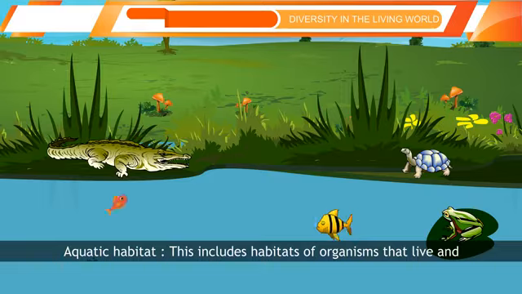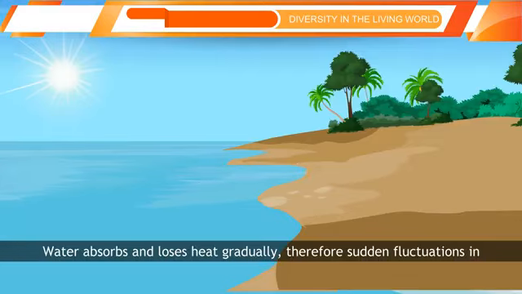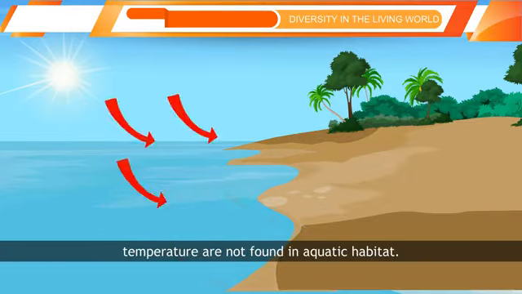Aquatic habitat. This includes habitats of organisms that live and propagate in water. Water absorbs and loses heat gradually. Therefore, sudden fluctuations in temperature are not found in aquatic habitat.